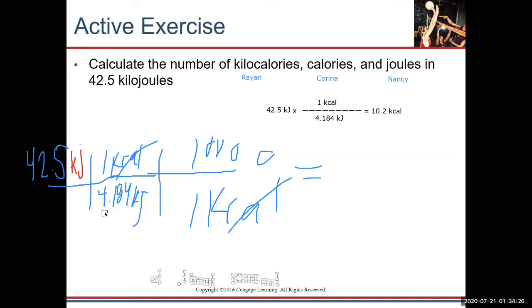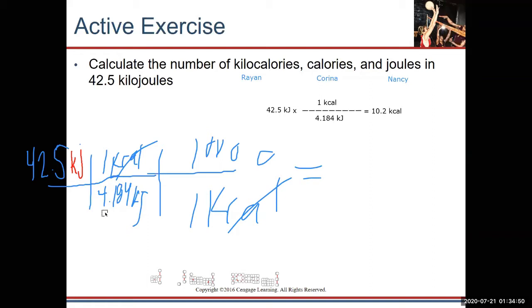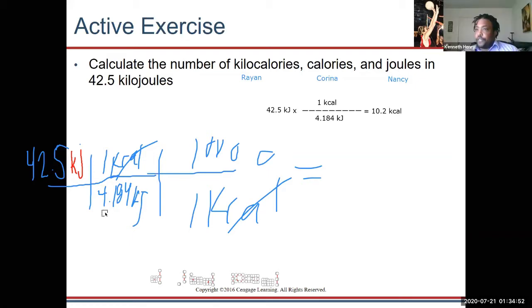Four point 184. I'm getting 10,157.7438. Okay. So how many sig figs do you have? Alrighty. 3. 3 sig figs. Okay.